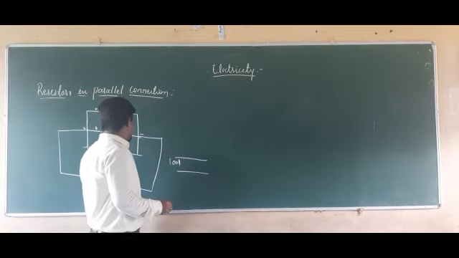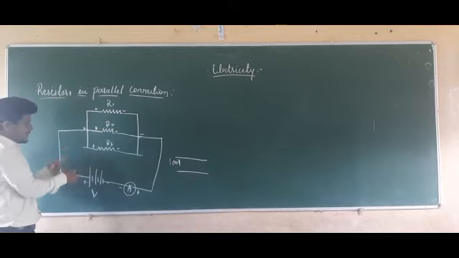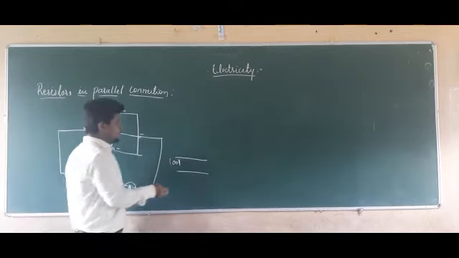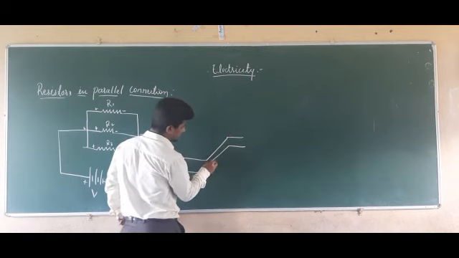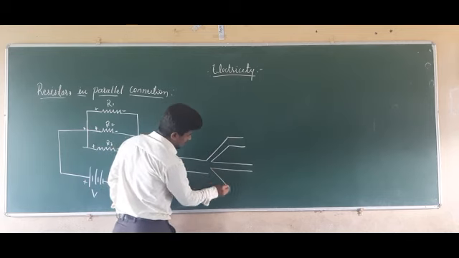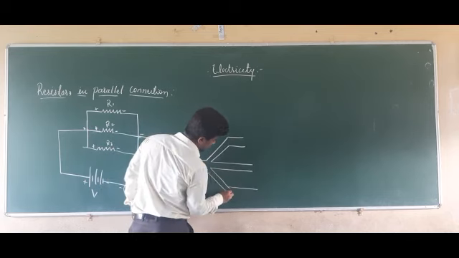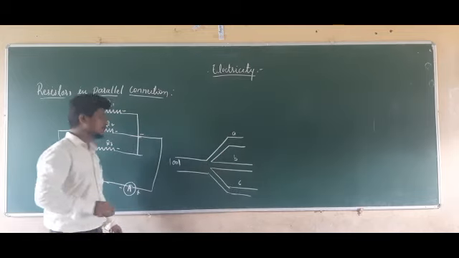See here, the pipes are divided into three. This wire is divided into three. In the same manner, these pipes are also going to be divided into three pipes. This is the first pipe, this is the second pipe, and this is the third pipe. Next, this will be pipe A, this will be B, and this will be C.